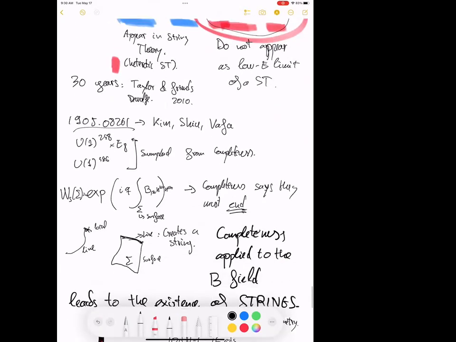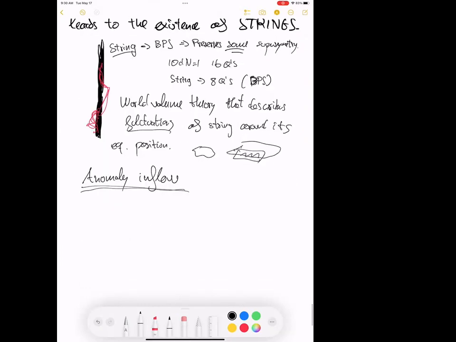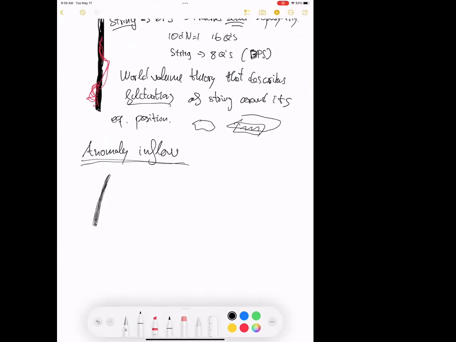Anyway, the basic idea of anomaly inflow is that when you have a string embedded into some ambient space, some properties of the ambient leak into the string. Okay, so let me now explain what these people did.